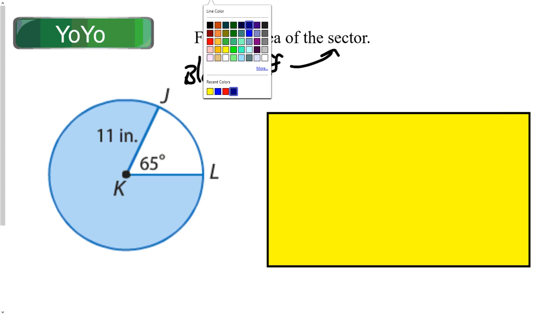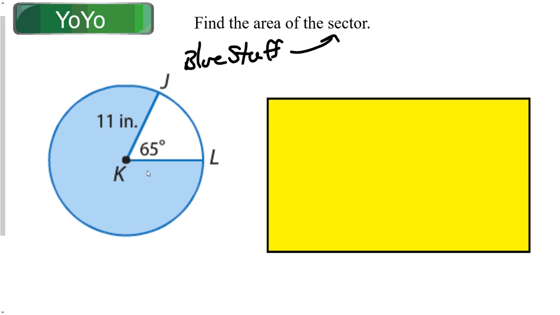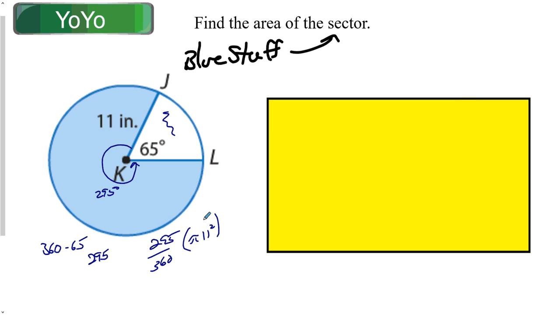Okay, let's look at this together. I hope that you paused it and took a stab at this before we got going. I could find the area of this pretty easily. It would just be the 65 over 360. So instead, I want the measure of this angle. So 360 minus 65 gives me 295 degrees. And that's the angle I need to go with. So 295 over 360 times pi times 11 squared.